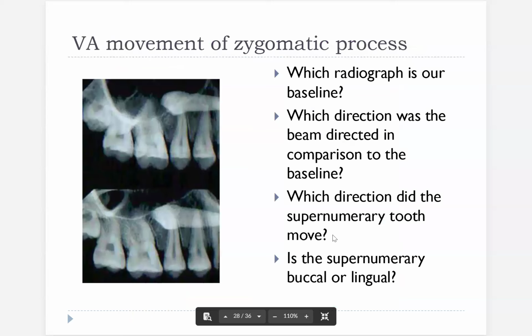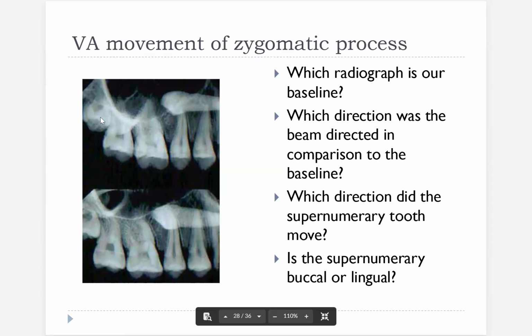Which radiograph is our baseline? Well, we know our baseline is the one that looks more straight on, with less distortion. So our cusps are closer together, our contacts are open, everything looks like it came in more at a perpendicular angle. And so this is after the beam got changed.